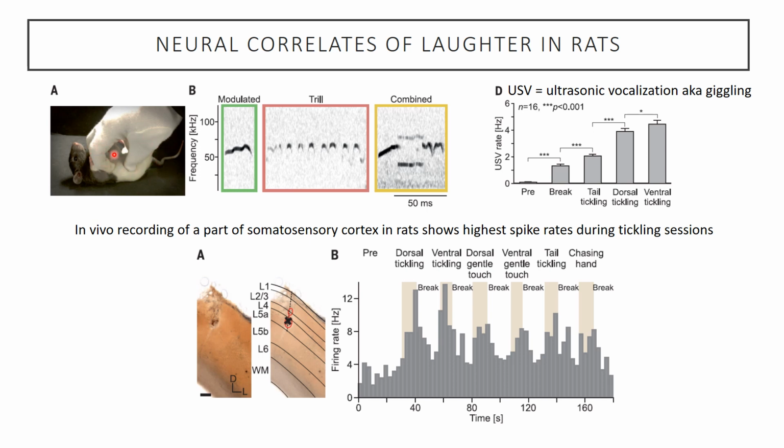This is a scientist tickling a rat on the belly, the ventral side. And they make these noises. They make these high modulated trills and combined modulated sounds. They make these trills, and then they do combinations of these things. This is at really high frequencies.